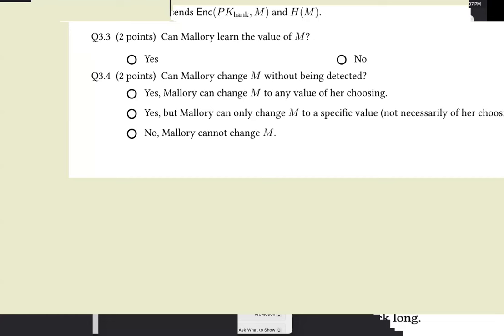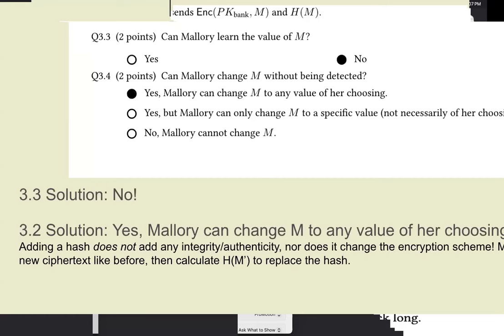I'm seeing a couple of yeses. Can we say why? Sure. Hashing doesn't do anything to protect the integrity. Yeah. So basically anyone can compute the hash, right? Just like this function over here, the public key is public, so anyone can compute this. Anyone can also compute this because the hash function is public.